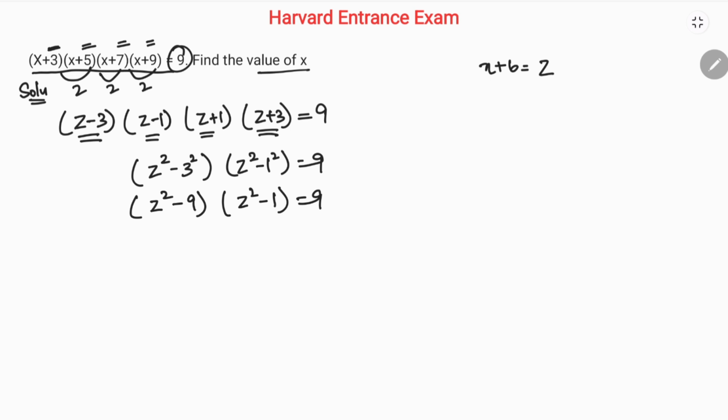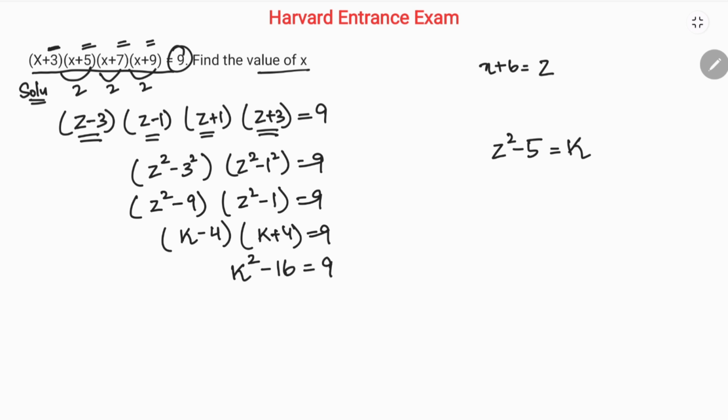Now, can we simplify it further? Let's take z square minus 5 is equal to k. So, we can say z square minus 9 is k minus 4 and z square minus 1 is k plus 4. So, we have got k minus 4 into k plus 4 is equal to 9, and again we'll use a minus b into a plus b is equal to a square minus b square, and we'll get k square minus 16 is equal to 9, or we can simply say that k square is 9 plus 16 or 25. Now if we take square root on both the sides, we'll get k as plus minus 5.